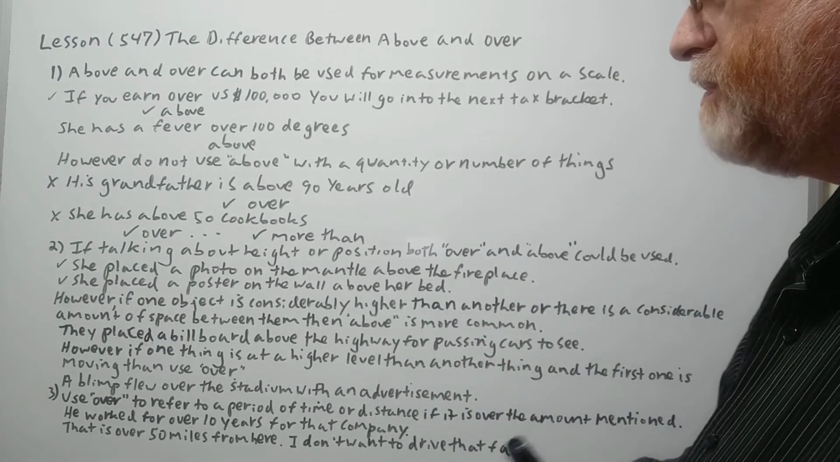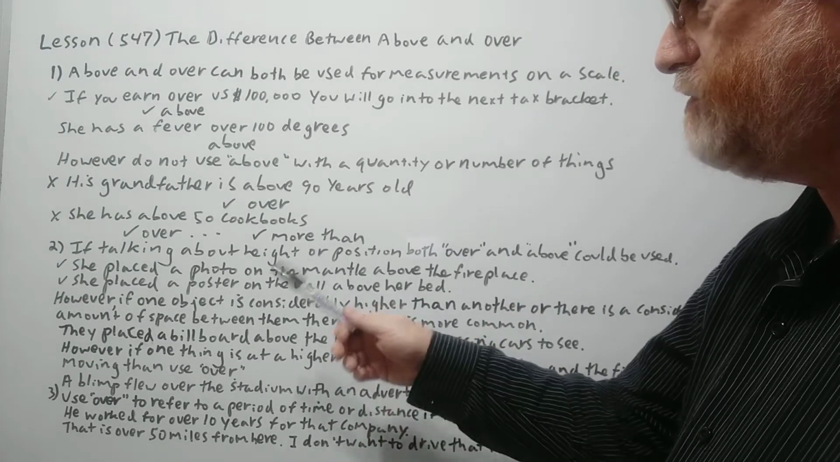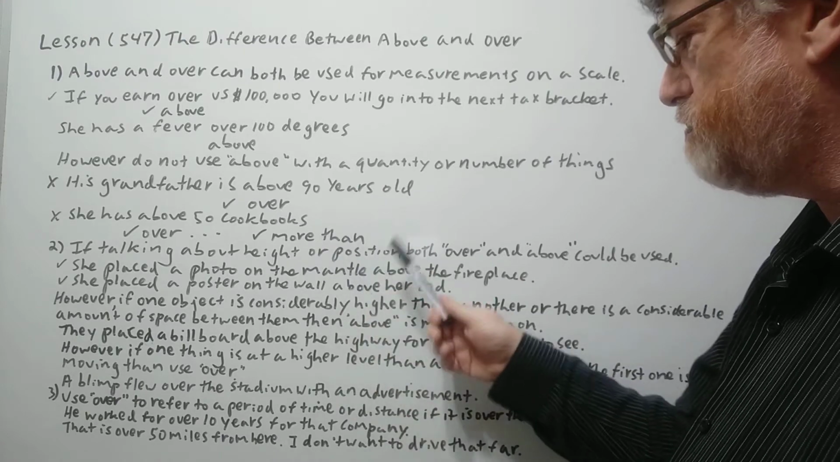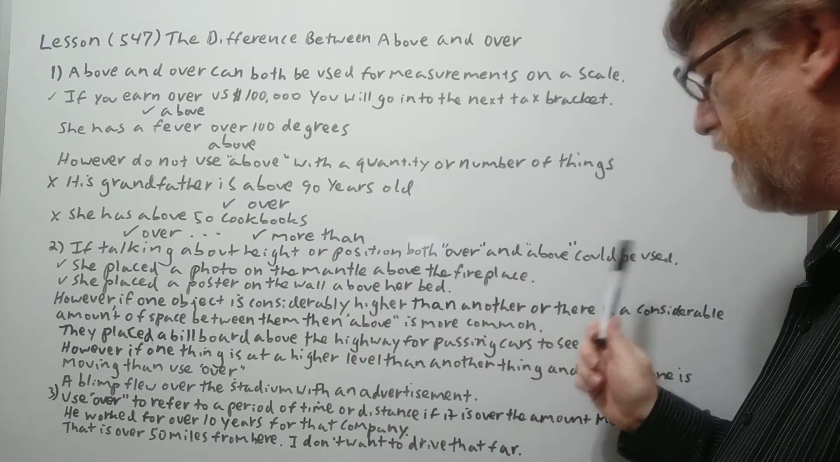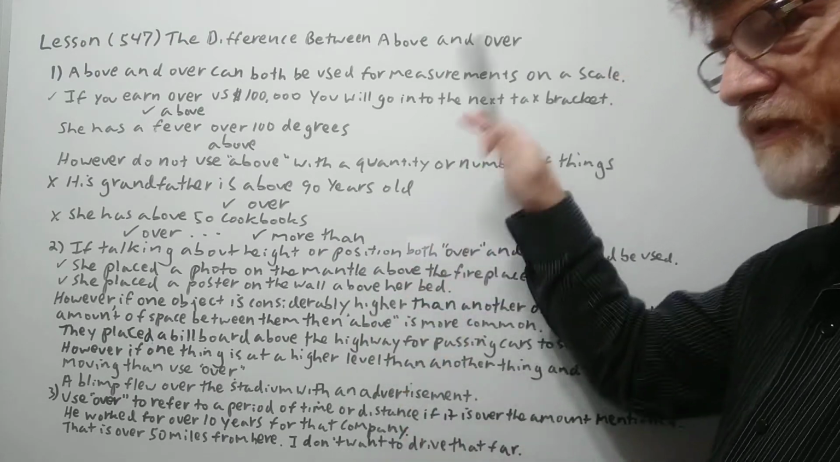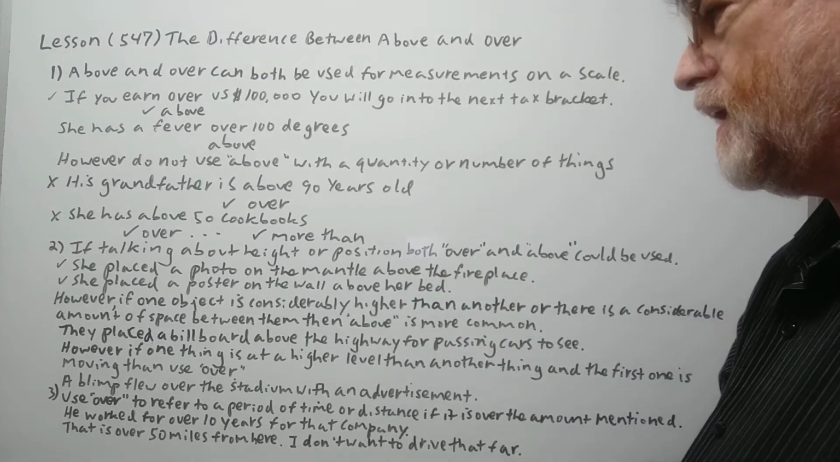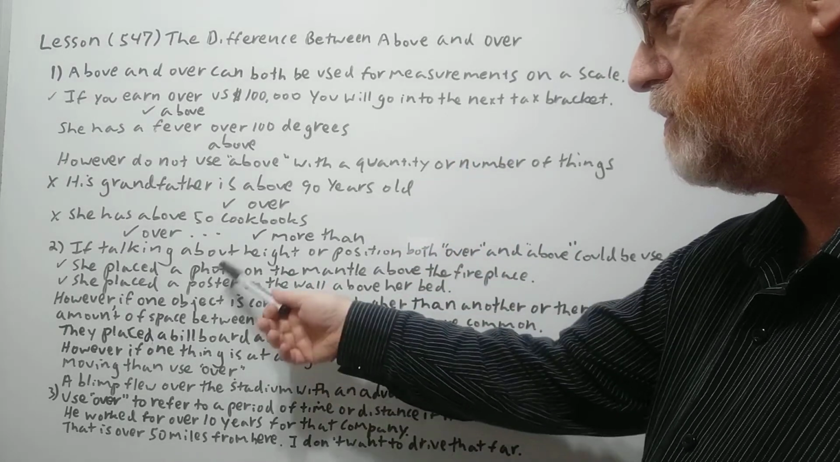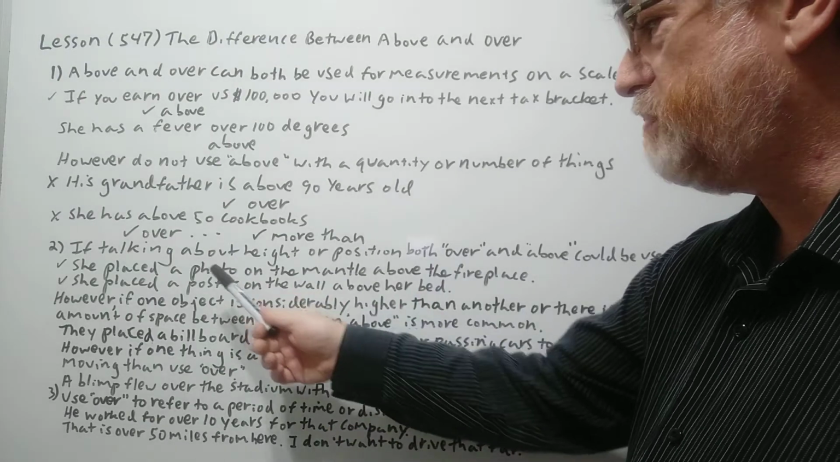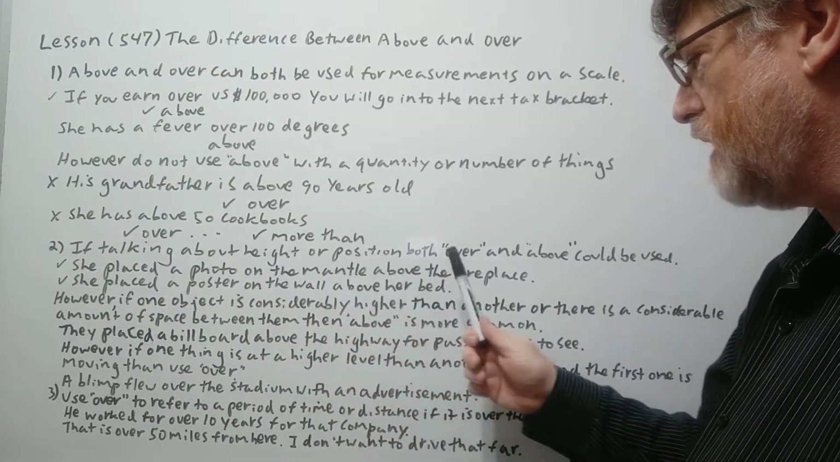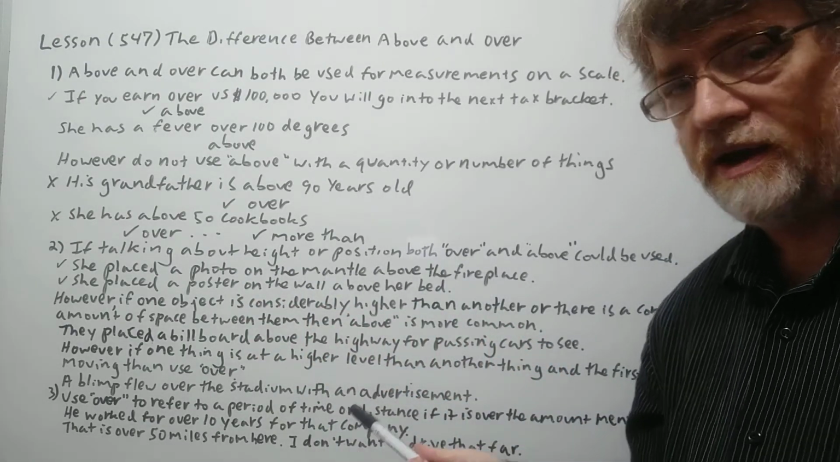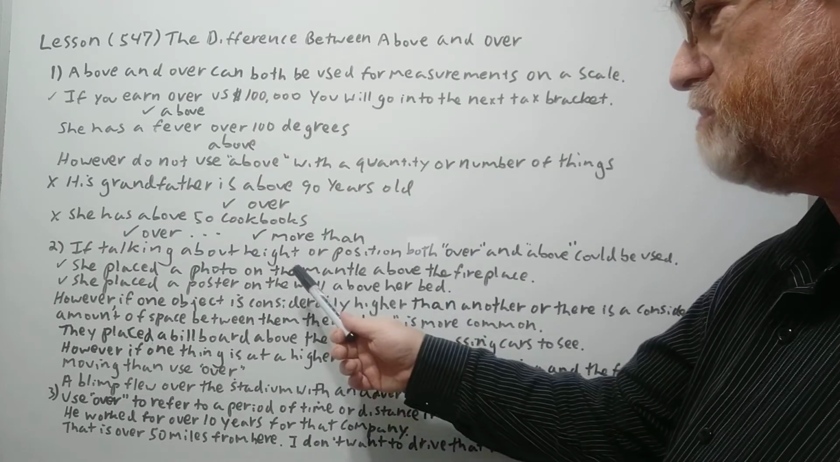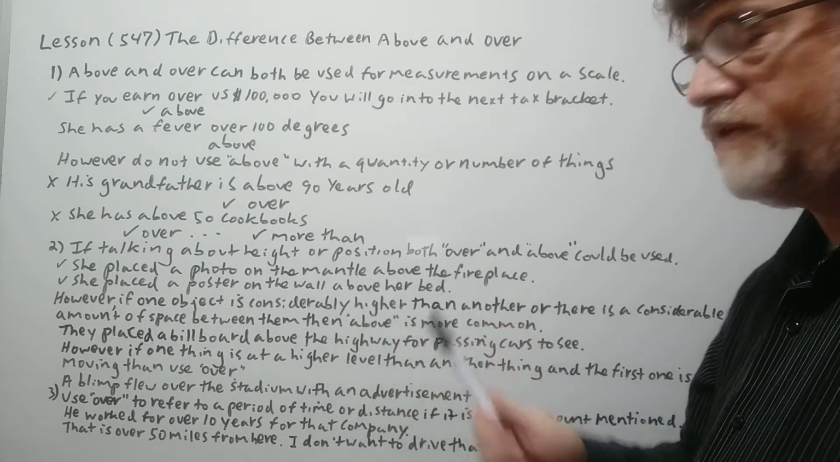All right, let's continue. Here's our second part. If talking about height or position, both over and above could be used, especially if it's kind of close. So here's our first two examples. They both have checks. She placed a photo on the mantle above the fireplace. In the same situation, you could say she placed the photo on the mantle over the fireplace.